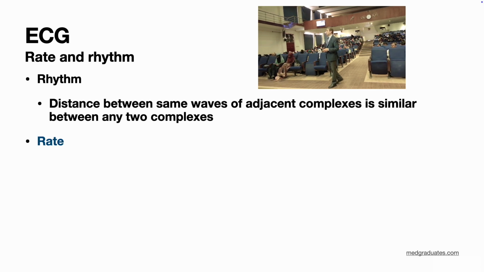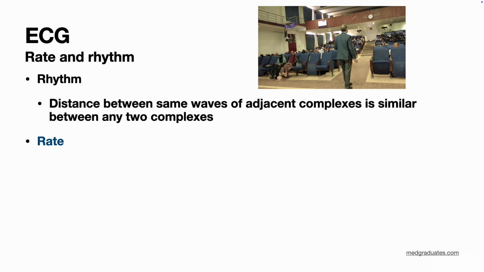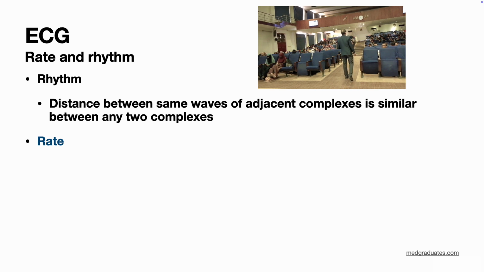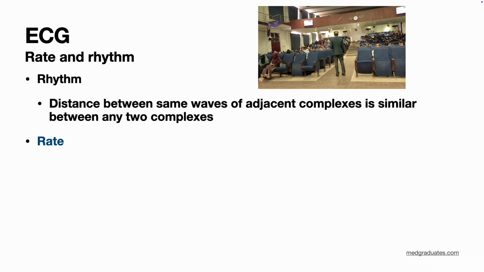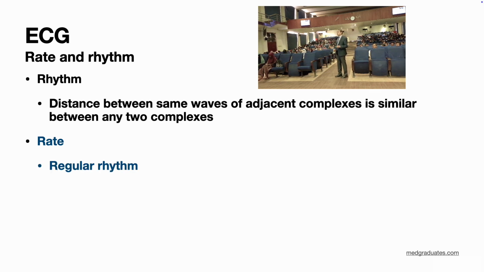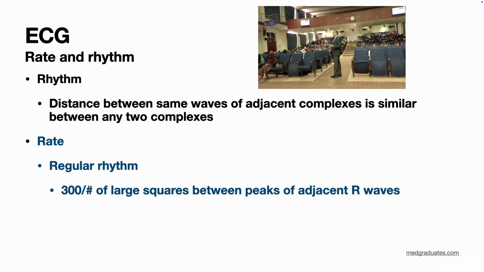Now how do we calculate the rate? 300 divided by the number of large boxes between two consecutive peaks of the R waves. The phrase should be complete, because if you say between two R waves, what are two R waves? It is for patients who have a regular rhythm, that's why we did the rhythm first rather than calculating the rate first. If the rhythm is regular, this formula can be used: 300 divided by the number of large squares between peaks of adjacent R waves.